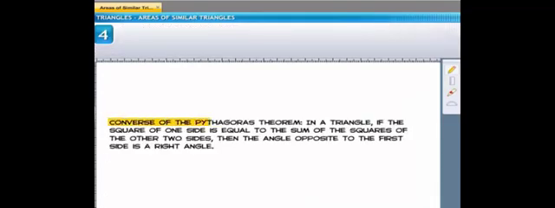Now, let's prove the converse of the Pythagoras theorem. The theorem states that if the square of one side is equal to the sum of the squares of the other two sides, then the angle opposite to the first side is a right angle.